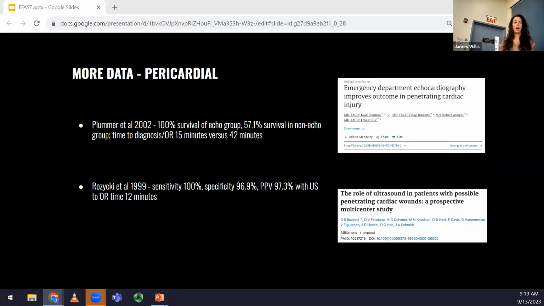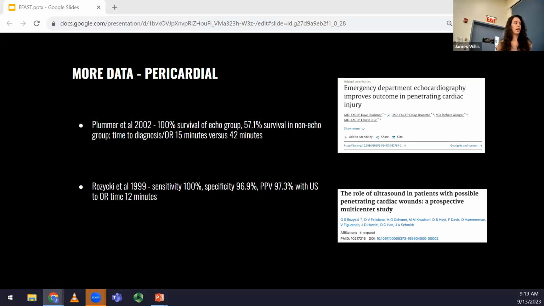Looking specifically at the usage for pericardial effusions in trauma, there were two big studies that looked at penetrating cardiac trauma. A study in 2002 was a randomized trial of people getting echoes and not getting echoes. There was 100% survival of the echo group and 57.1% survival in the non-echo group, with a time to diagnosis or OR of 15 minutes versus 42 minutes. You can imagine for a rapidly accumulating bloody pericardial effusion, those 30 minutes could be the difference in a life.